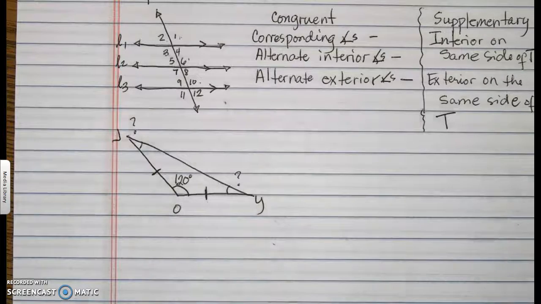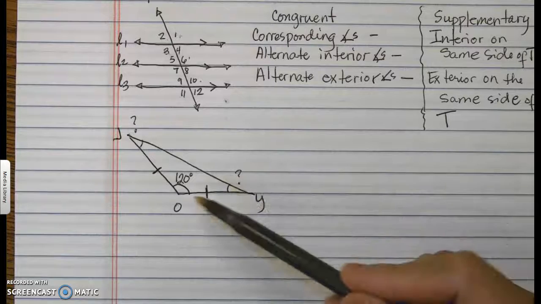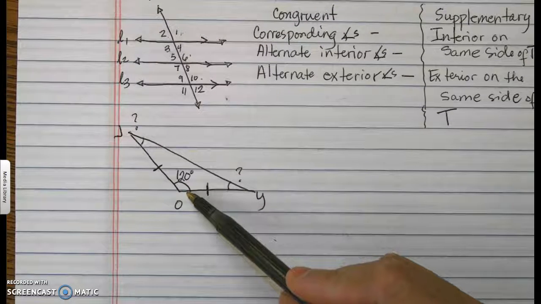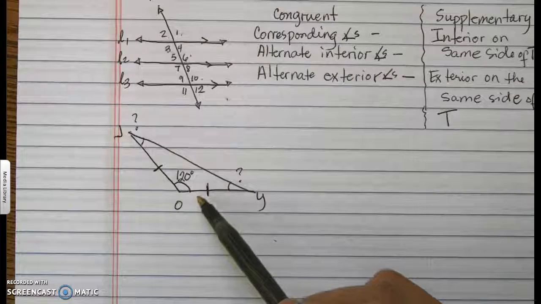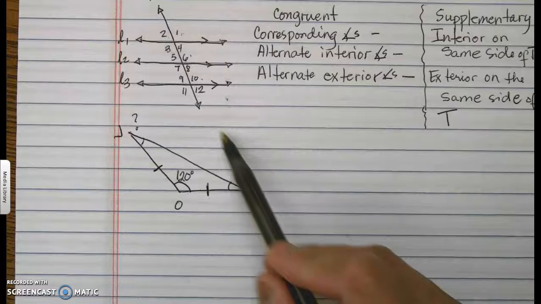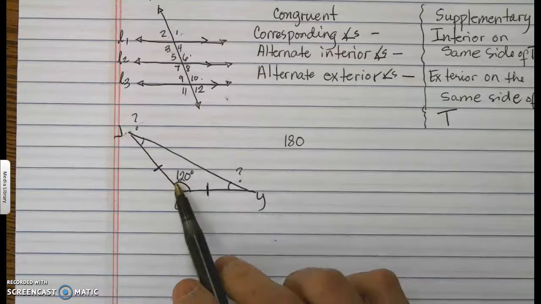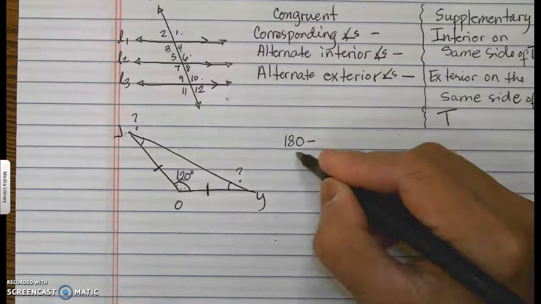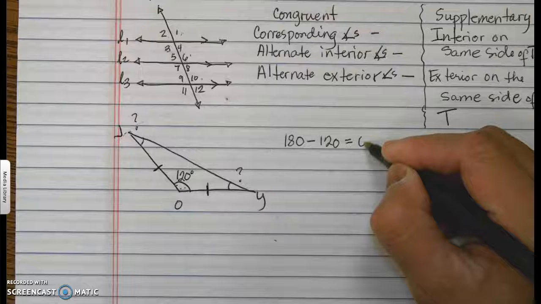So in this particular example, we have triangle JOY. Given the angle 120 degrees, and given that the two sides are congruent, which means that we have an obtuse isosceles triangle right here. So what we're going to do is, we know that the sum of all the angles in a triangle is 180 degrees. We're going to subtract the given angle from 180, which will give us 60.